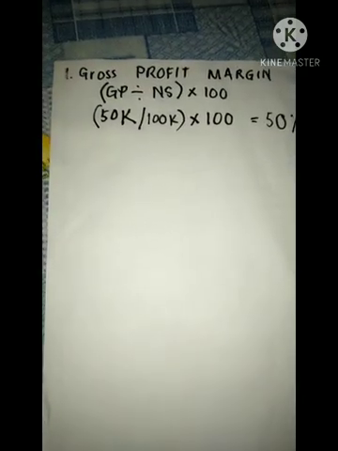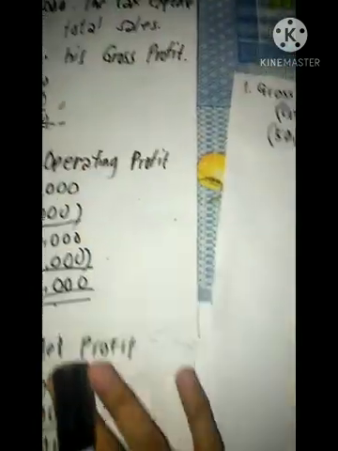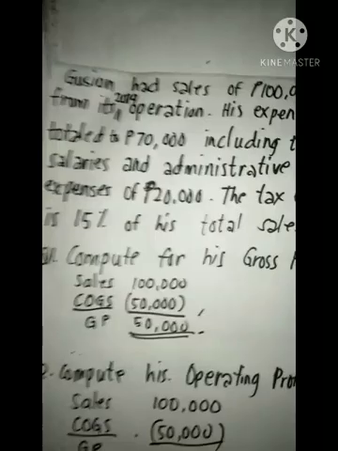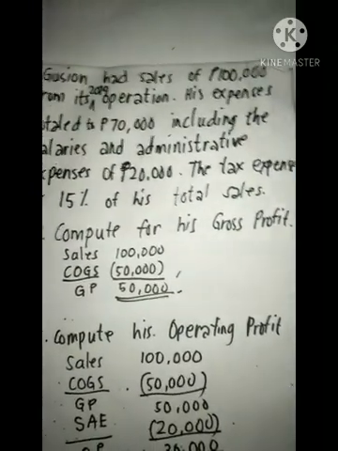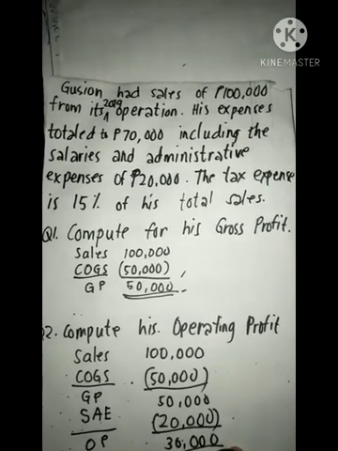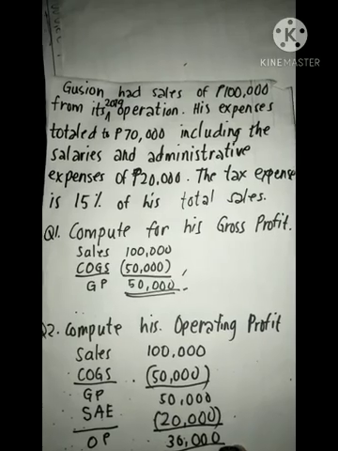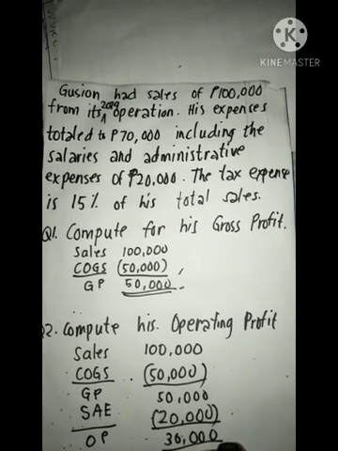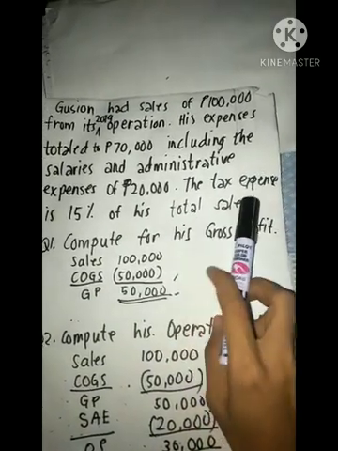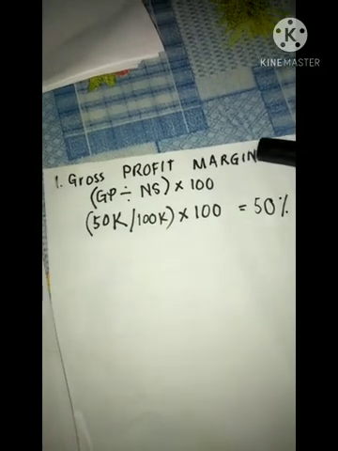Okay, last but not the least is the computation for gross profit margin. Okay, so ang transaction pa rin natin is ito. Gushan had sales of 100,000 from its 2019 operation. His expenses totaled to 70,000 pesos, including the salaries and administrative expenses of 20,000. The tax expense is 15% of his total sales. We will compute the gross profit margin.